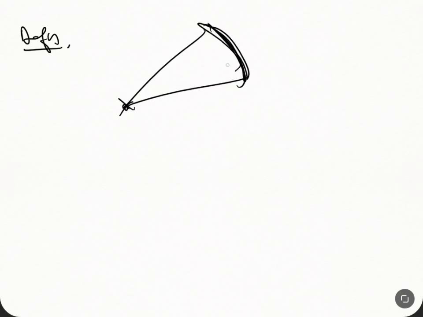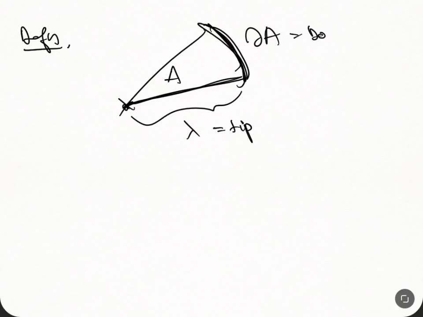Okay, so let me just give a definition. Just more terminology. If we have an angular region like this, there's a parameter. This thing will have length lambda. This is called the tip. This whole thing is A, and this region here is called the boundary of A. Okay, the end part.